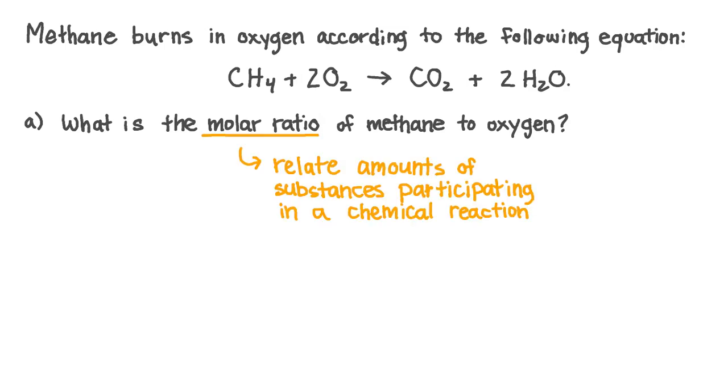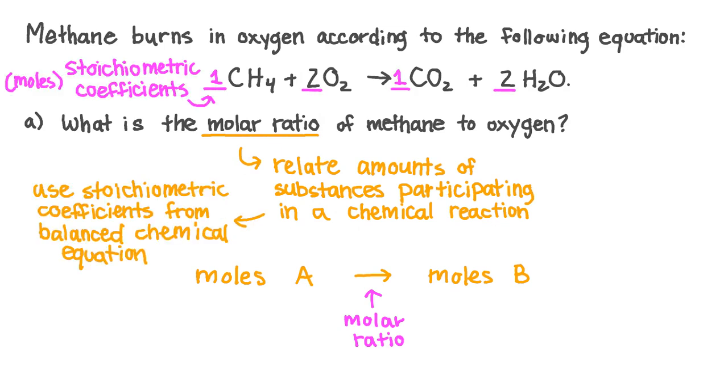This question is asking us to create molar ratios, which are ratios that help us relate amounts of different chemical species that are participating in the same chemical reaction. Molar ratios are useful to us because they help us convert between amounts of one substance and amounts of another. To create molar ratios, we'll use the stoichiometric coefficients from a balanced chemical equation, which refer to the amount of each chemical species that participates in the reaction in moles.